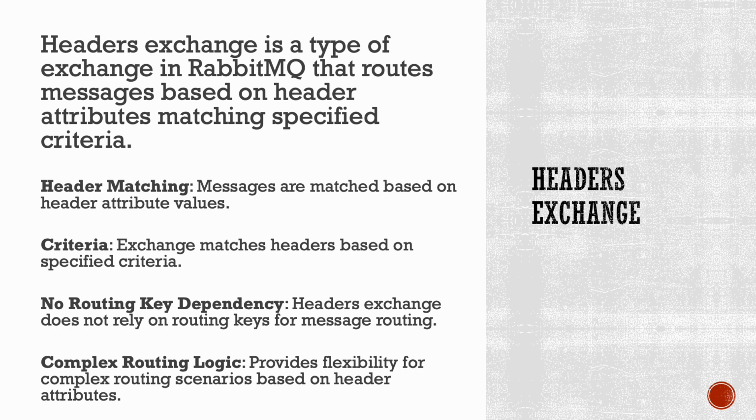Header matching. Messages are matched based on the values of their header attributes. The exchange compares the headers of the message with the criteria specified during binding. Criteria: the headers exchange matches messages based on specific criteria defined in the bindings. The criteria can include matching header attribute names and values.